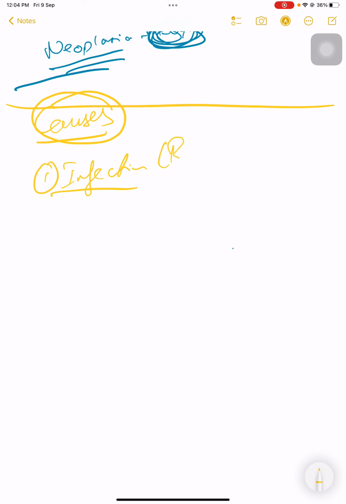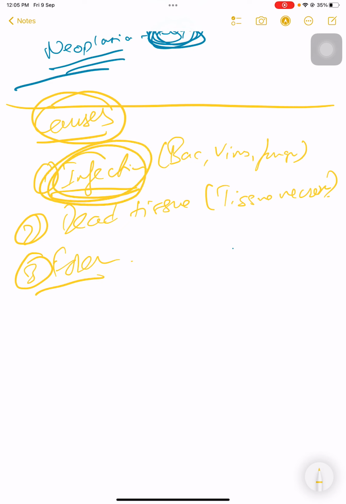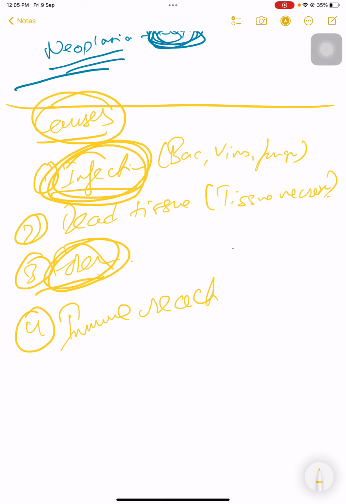Next, what are the causes of inflammation? The very first cause is infection: certain bacteria, viruses, fungi. Number 2 is dead tissue, which we can call tissue necrosis. Number 3 is foreign bodies. Actually, foreign bodies and infection are a bit similar. And number 4 is immune reactions. Now I'll explain every point, don't worry.